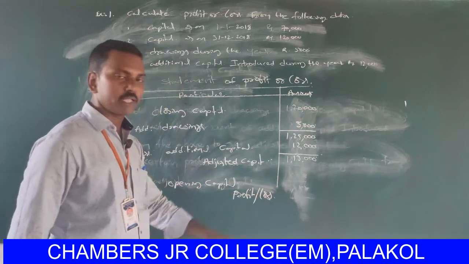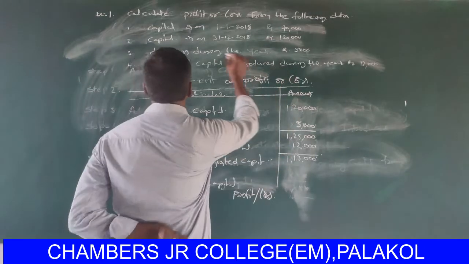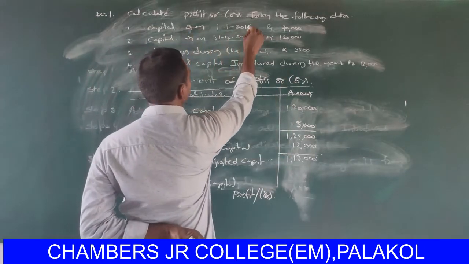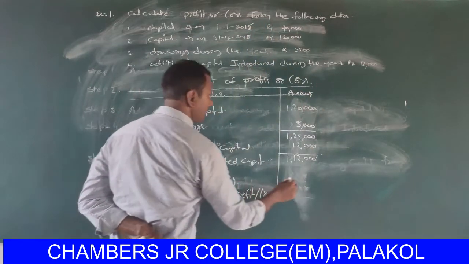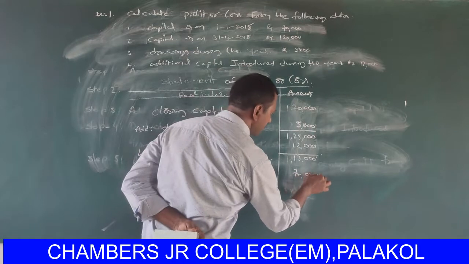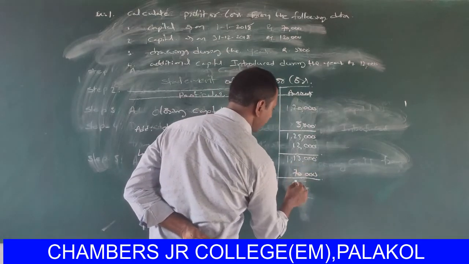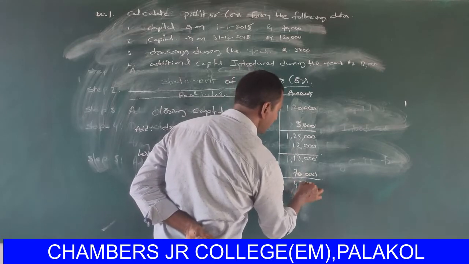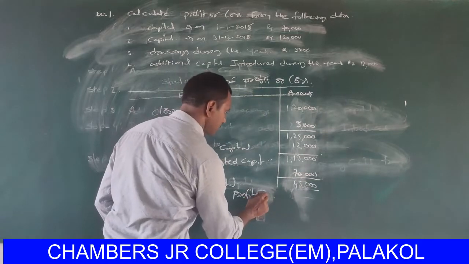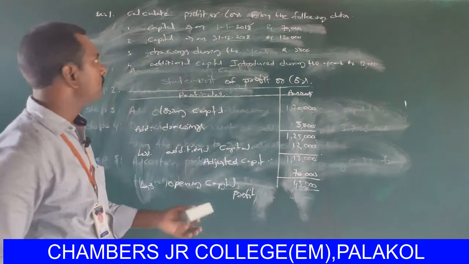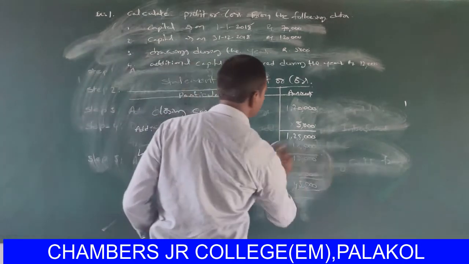1,13,000 is the adjusted capital. Less opening capital as on 1/1/2018. Here the starting capital, opening capital, is 70,000. 1,13,000 minus 70,000 is 43,000. This is called profit. This is sum number 1. And let us see another sum.